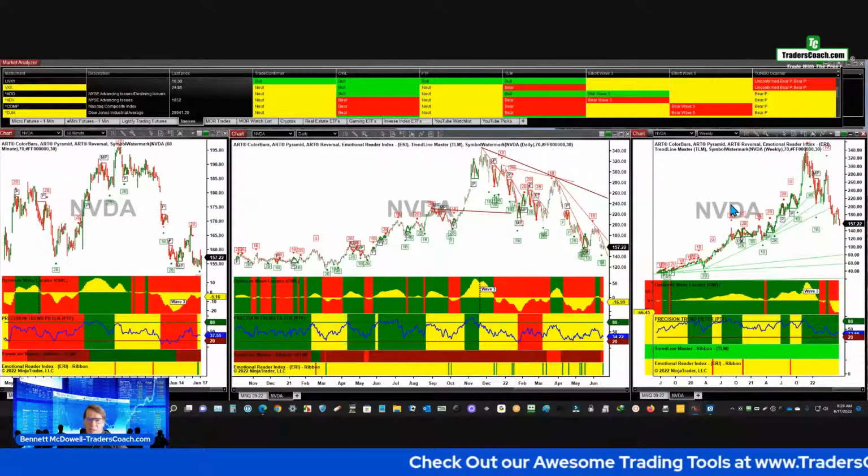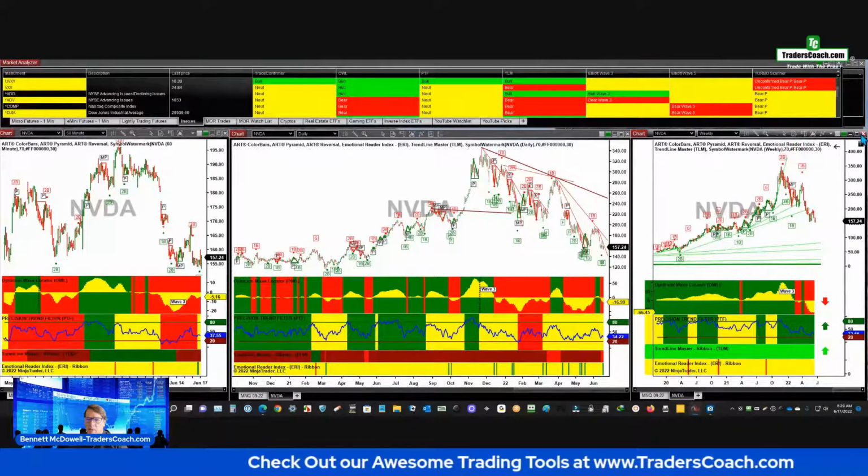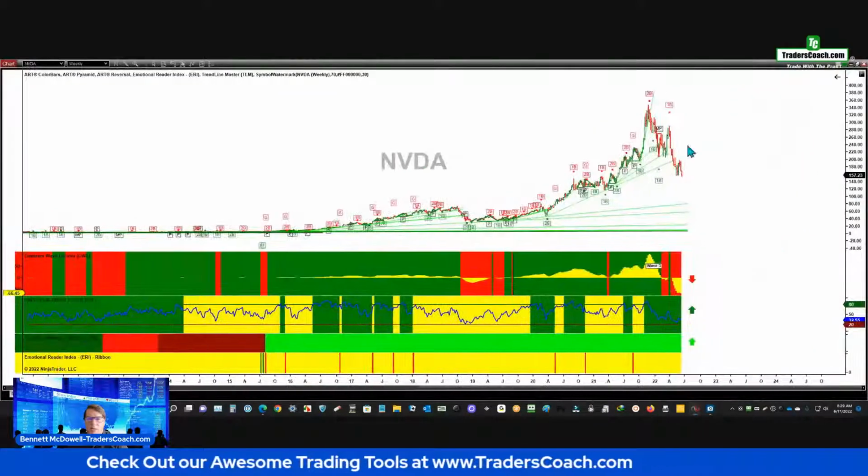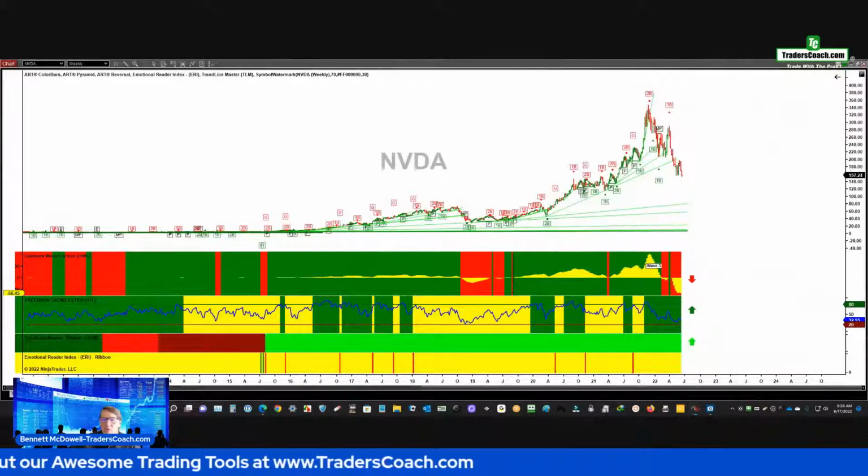All right, nice big move up. Look at that. Let's open up that weekly chart for a minute. That is a wave 3, folks. I mean, you cannot look at that and not realize that's a wave 3.